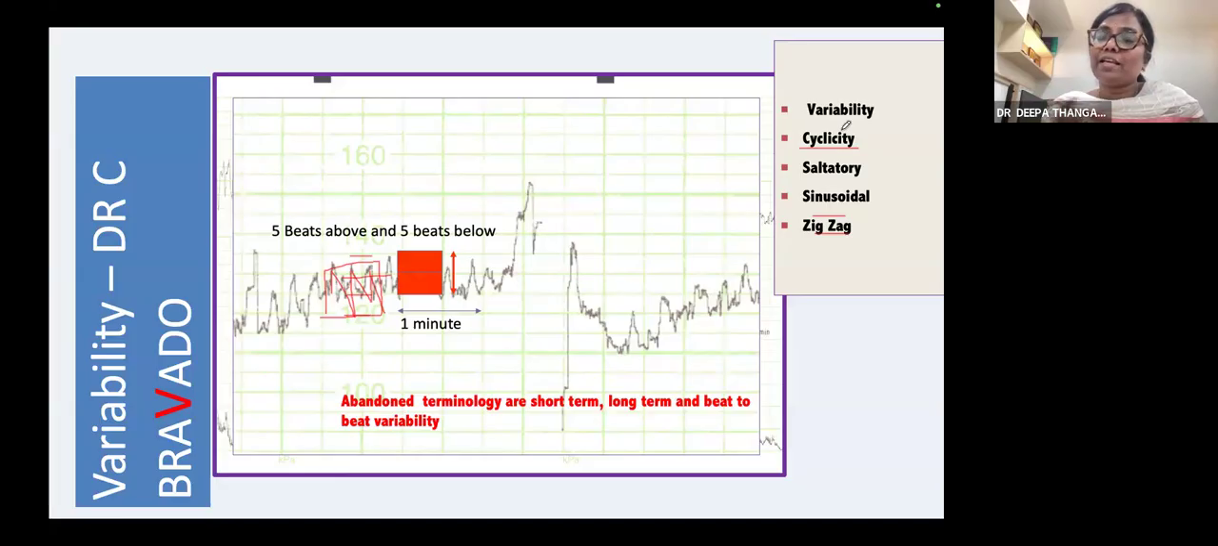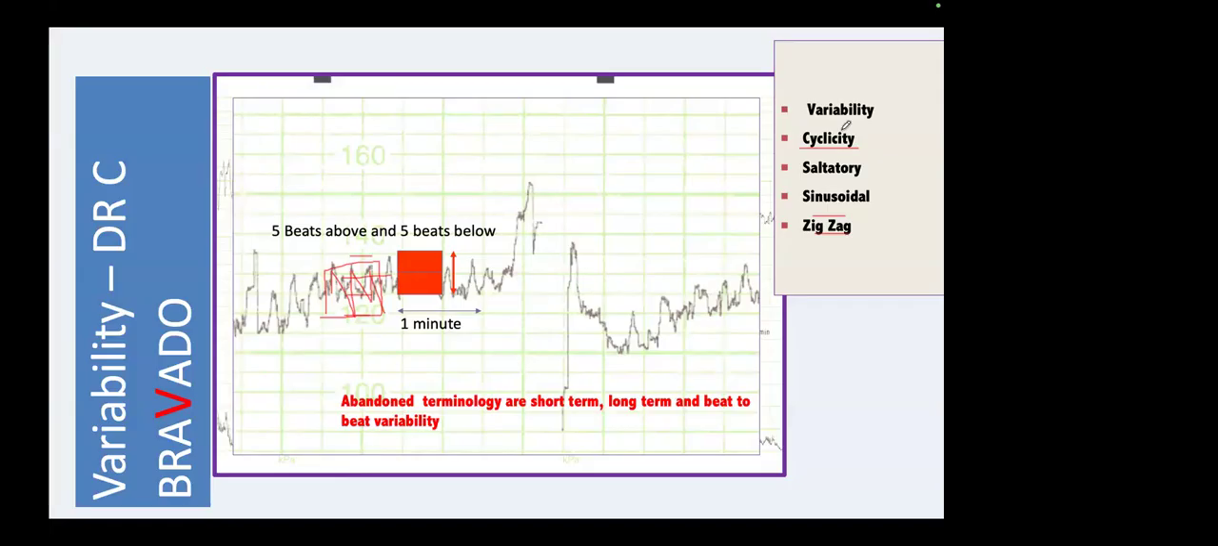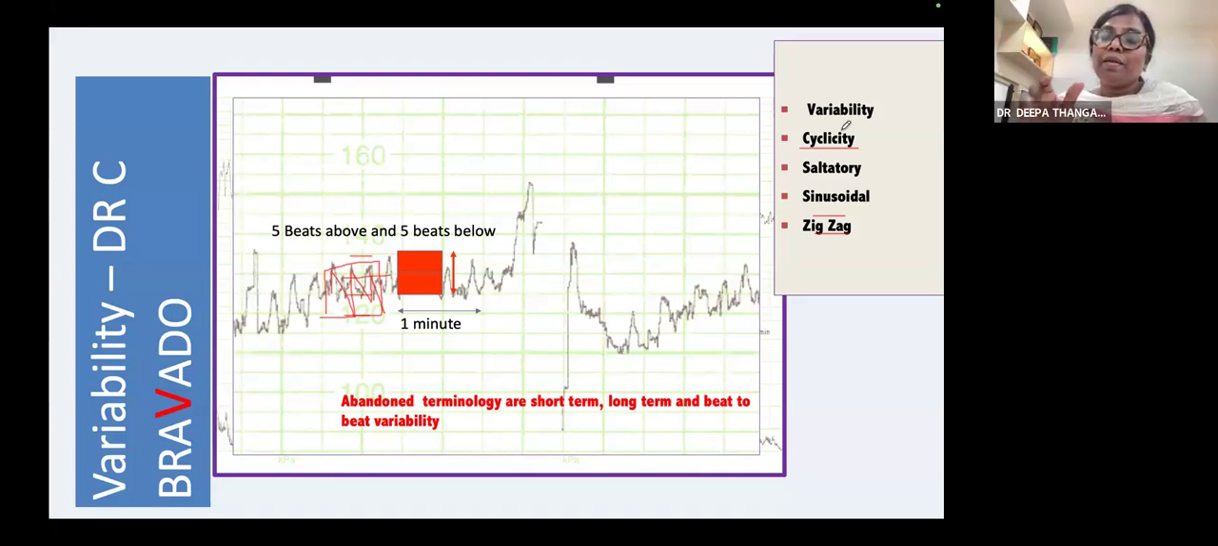The sleep-wake cycles cannot go beyond 20 or 25 minutes, maximum 30 minutes, and after that the baby starts to be more active. The cyclicity waves, the sleep patterns, will be absent when the baby is hypoxic. Whenever the baby doesn't get oxygenation, the baby will be more awake and want to compensate for this.